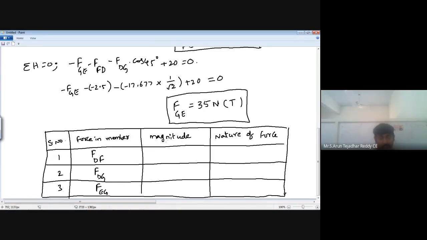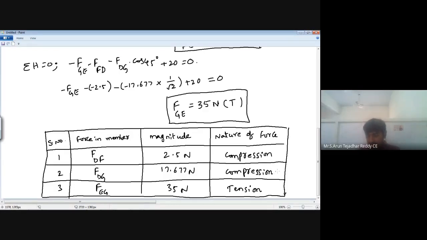Magnitude means whatever values we got, just write those values, but don't mention any plus and minus. Magnitude means just one value, that is here 2.5 Newton, 17.77 Newton, 35 Newton. Here 35 Newton is positive, so it's a tension. The remaining two are compression. Compression. Okay.